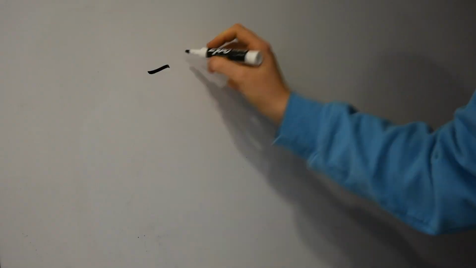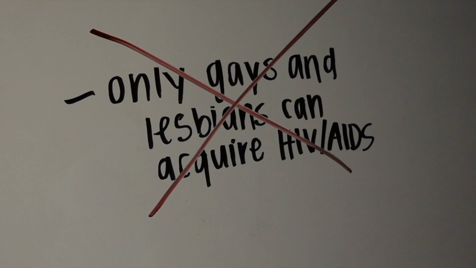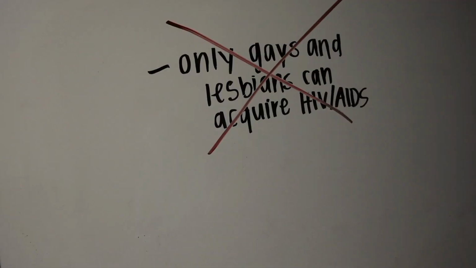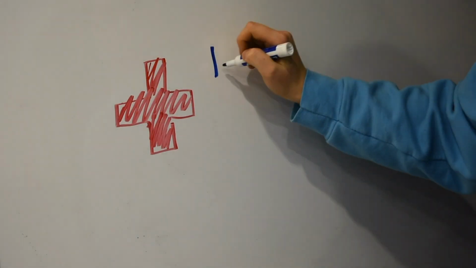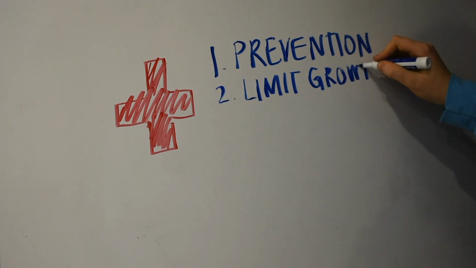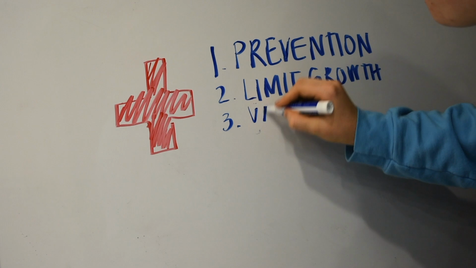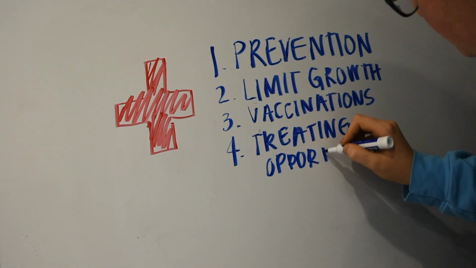Lastly, one myth says that only gays and lesbians can acquire HIV and AIDS. This is not true. In fact, everyone is at risk for acquiring HIV if safe sex is not practiced and tests are not taken. While HIV and AIDS does not have a cure yet, several pharmaceutical industries are working towards 4 main goals: preventing the virus, limiting growth once inside the body, developing vaccines, and treating opportunistic infections.